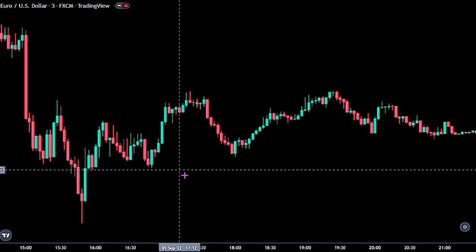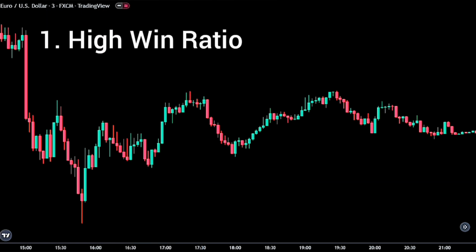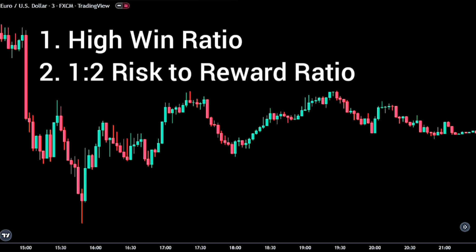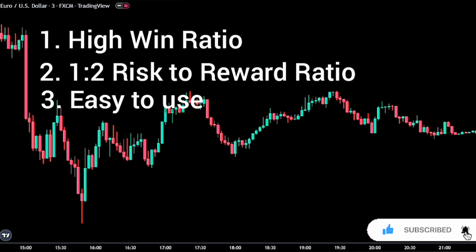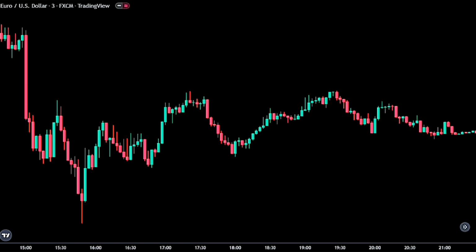The amazing thing about this strategy is: 1. It has a high win rate ratio. 2. It has a 1:2 risk to reward ratio. And 3. It consists of only 3 indicators, which makes it very easy to understand and also beginner friendly. I forgot to mention that it has 2 entry methods, so be ready to get a lot of good entry trades using this strategy.